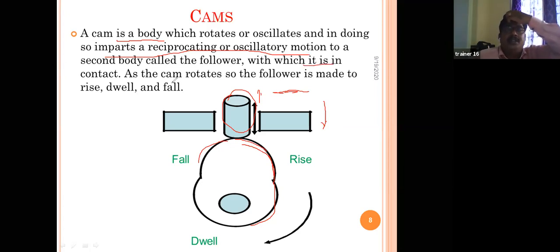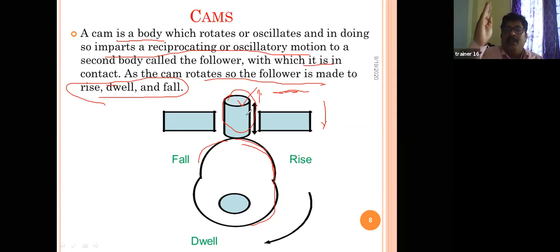Here, it is in contact. The cam rotates, so the follower is made to rise, dwell, and fall. That means this is the follower here. When the cam rotates, this one will rise and then form a dwell. That means there is no motion, so it keeps as it is, and then it falls. That means it is moving.